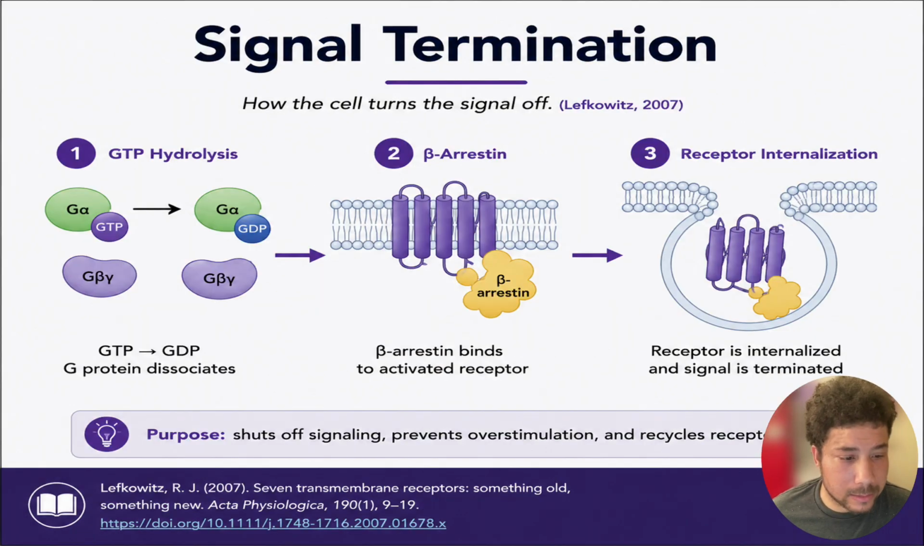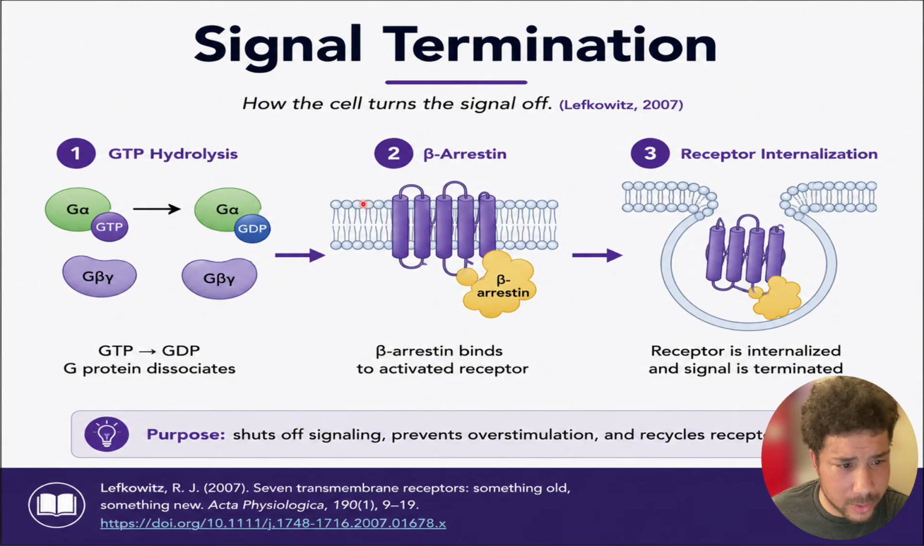So now, last, we'll talk about signal termination. A signal pathway must be able to turn on, but it also must be able to turn off. If GPCR signaling continued indefinitely, cells would become overstimulated, lose sensitivity, or experience harmful changes in metabolism, calcium concentration, and gene expression. The first termination mechanism shown here in our example is GTP hydrolysis.